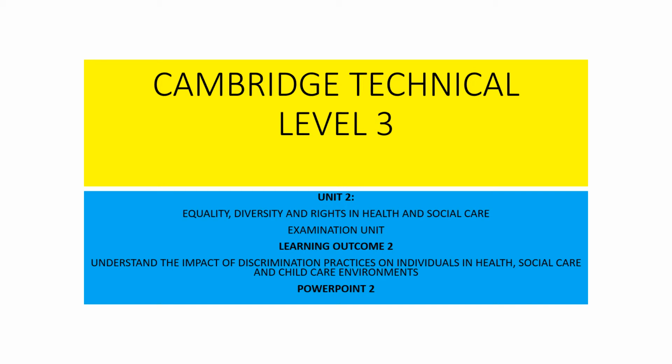Cambridge Technical Level 3 in Health and Social Care. This is for Unit 2, Equality, Diversity and Rights in Health and Social Care. This is learning outcome 2, understand the impacts of discriminatory practices on individuals in health, social care and childcare environments. This is PowerPoint 2.